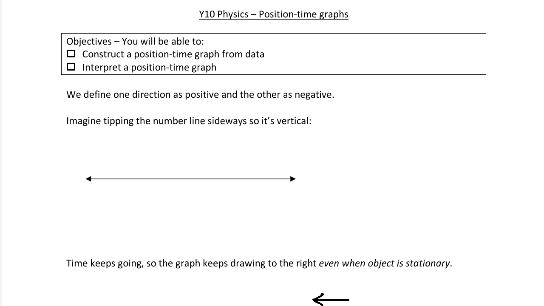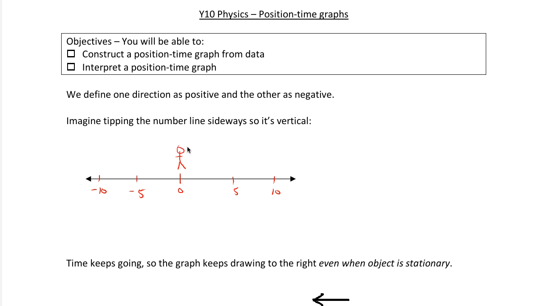So imagine you've got a number line like this. Let's just put some markers on it like so. And we're defining right as positive. And instead of throwing a ball to my dog, I'm just going to be walking up and down the number line. So that's my situation.